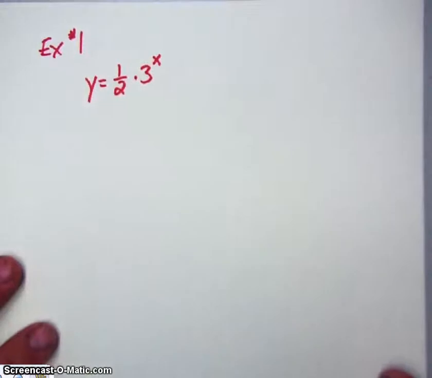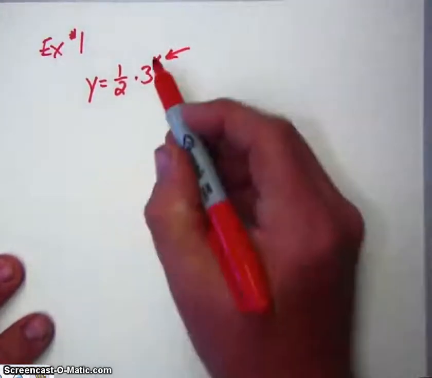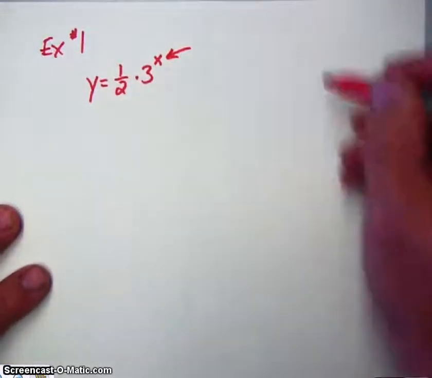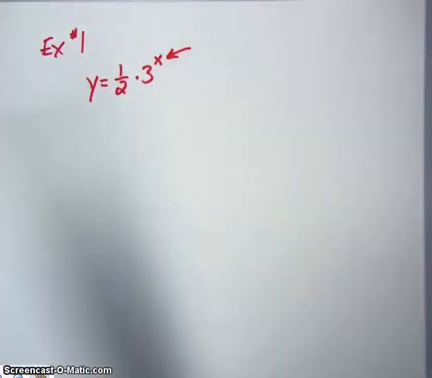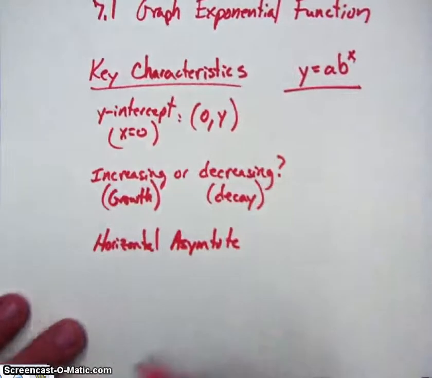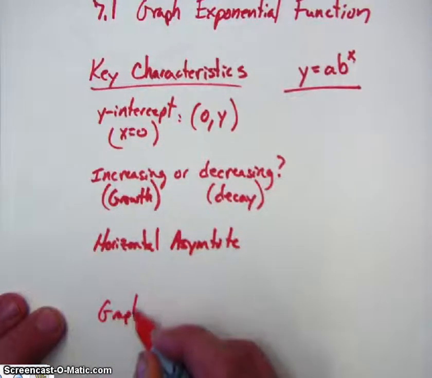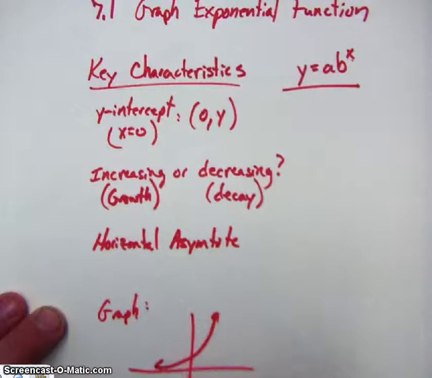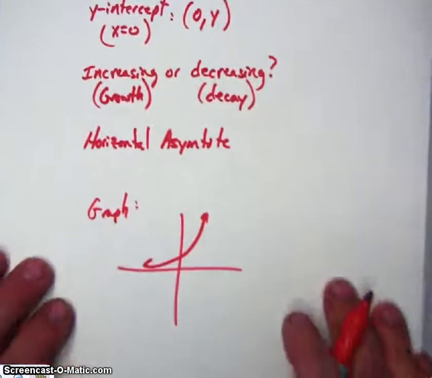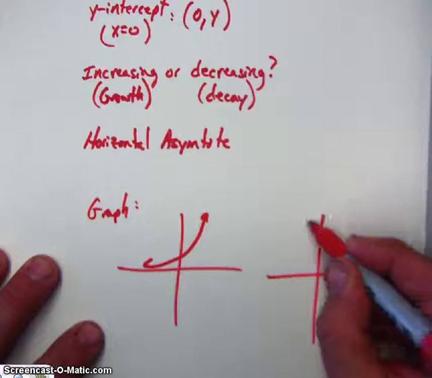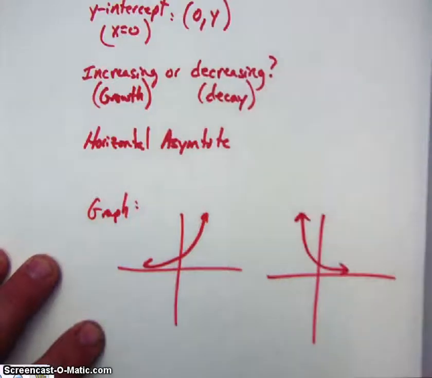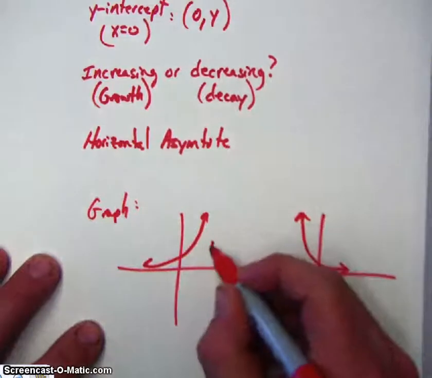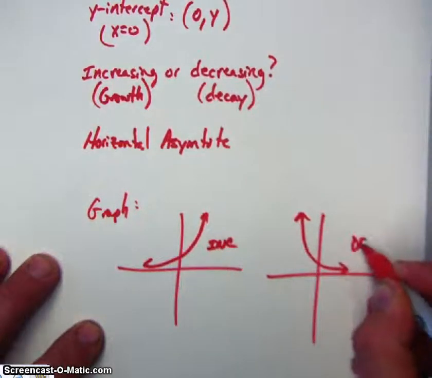This is an exponential function. Why? Because the variable is in the exponent. That makes it exponential. So right there automatically means, and go back to here, that your graph will either look something like that, or it's going to look something like that. This is increasing, this is decreasing.